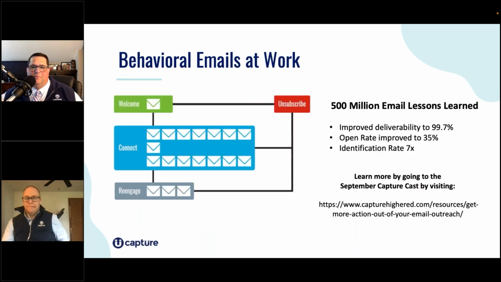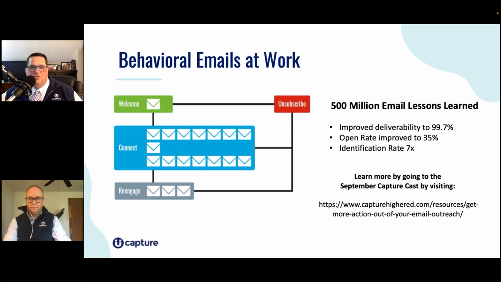You also talk a little bit about the behavioral email, and Joe, you kind of just alluded to it. One thing that we did a couple of years ago as an organization is we actually studied email and how it really works and how it developed over time. We studied 500 million emails that we had sent out through our partners, and we improved our deliverability to 99.7%. Our open rate improved to 35%. That means it's going in the right place at the right time in that student's email. It's not going into some spam folder or some junk folder. It's going to the right place. And the identification rate rose by 7 times as well.